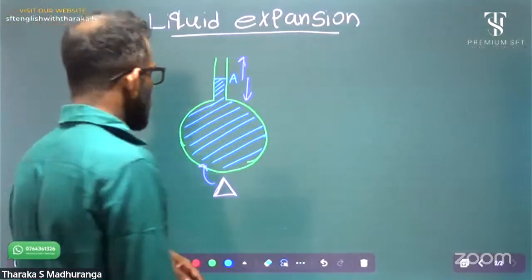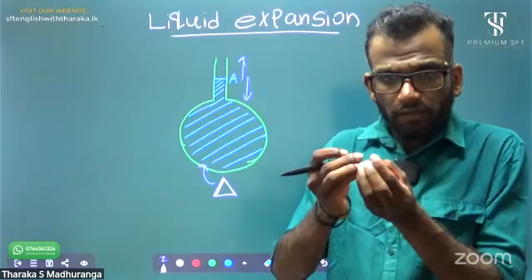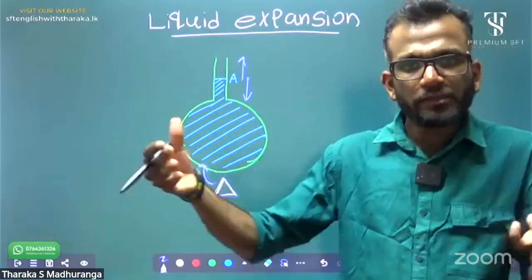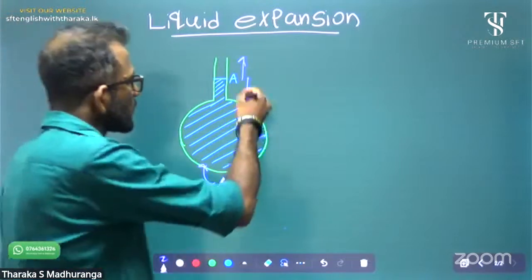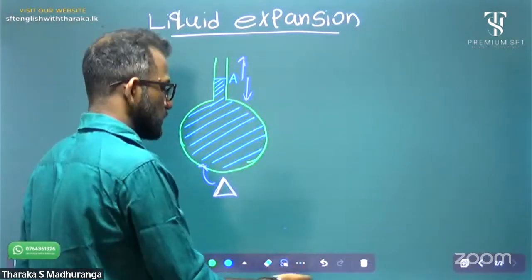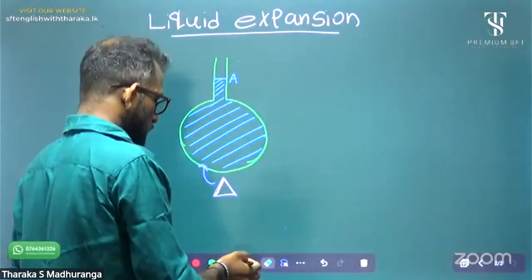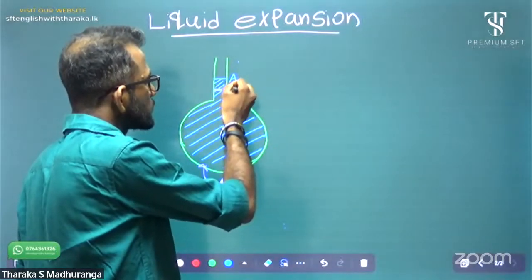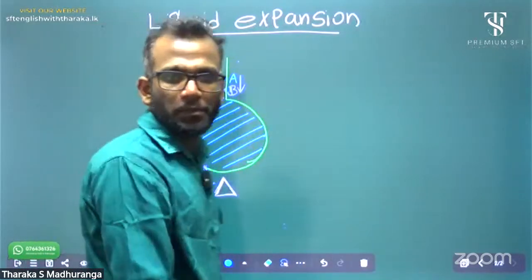Okay, first of all, what happened? The provided heat energy is absorbed by the container. Then what happened? Initially the vessel, the container, starts to expand. In the expansion of the container, the liquid level gradually decreases, initially decreasing up to this B point.